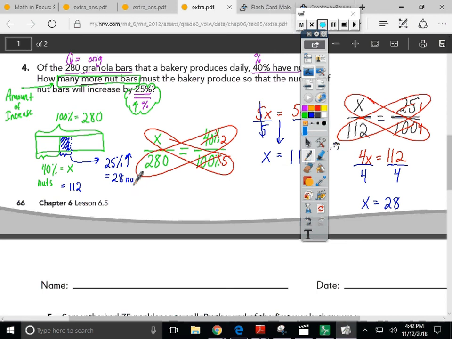28 nut bars. Okay, so if I were to fill this back in on my bar model, it's kind of this chunk sitting here. It's the increase. I had the percent increase, but I needed the number or the quantity increase. So the next thing you need to do is give me a final answer.